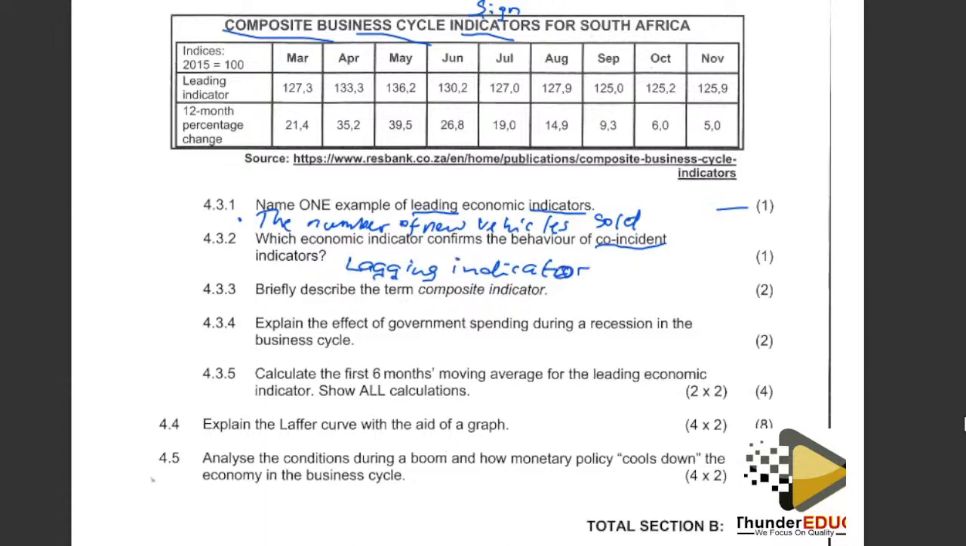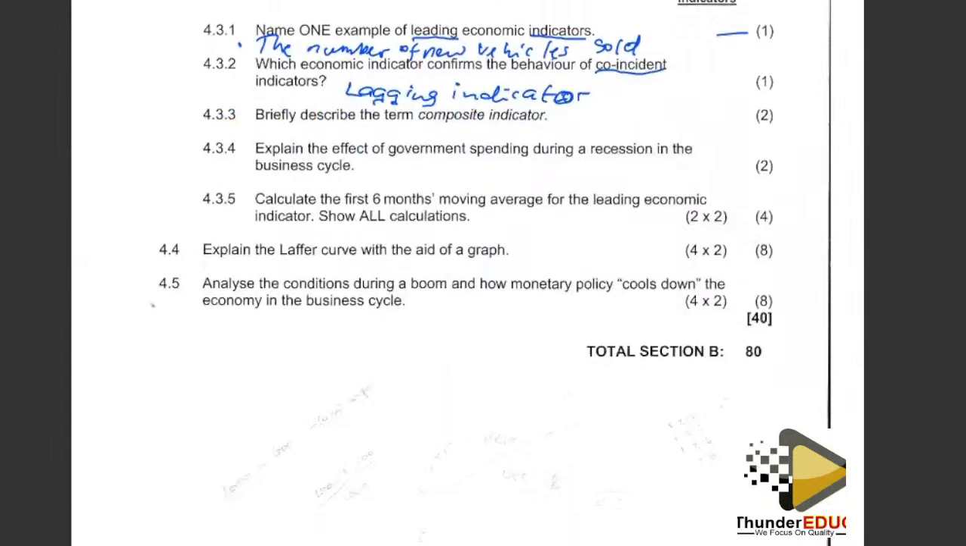Let's now move on to the next question, 4.3.3. It reads as follows. Briefly describe the term composite indicator. I did explain it when I was explaining the table. I said composite indicator, as the word goes, means we check the combination of different sets of indicators. In short, this is a summary of the various indicators of the same type into a single value.